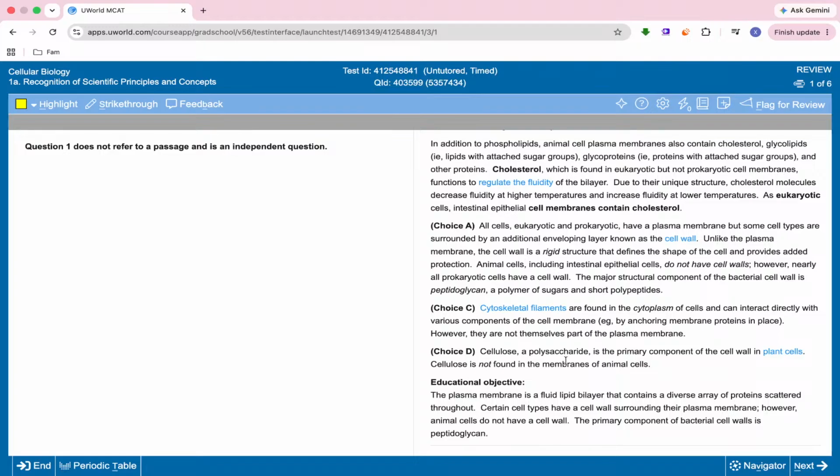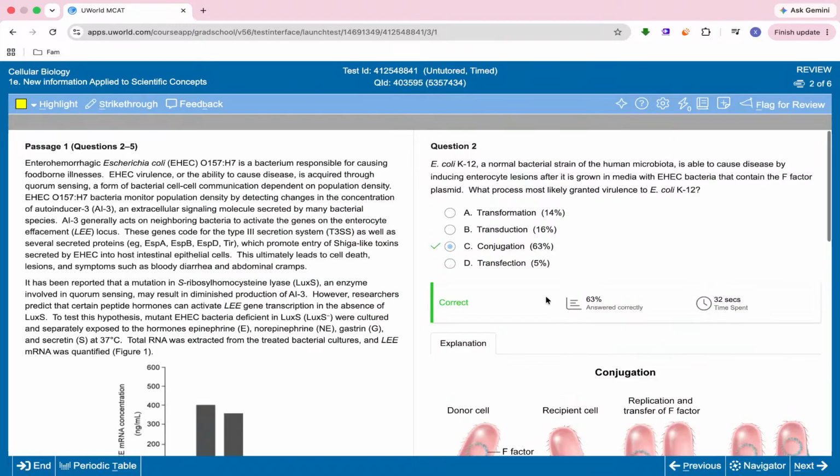Cellulose, a polysaccharide, is a primary component of the cell wall in plant cells. Cellulose is not found in the membranes of animal cells. Educational objective. The plasma membrane is a fluid lipid bilayer that contains a diverse array of proteins scattered throughout. Certain cell types have a cell wall surrounding their plasma membrane. However, animal cells do not have a cell wall. The primary component of bacterial cell walls is peptidoglycan.